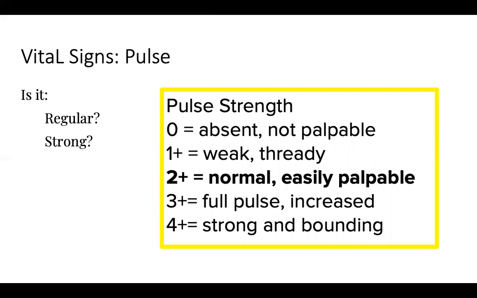1 plus is a weak and thready pulse. It may be low blood pressure; you're just not getting good circulation to whatever area of the body. 2 plus is normal and easily palpable, so that is a regular pulse. 3 plus is full, it's increased. 4 plus is strong and bounding. Maybe somebody's exercising, they had a bunch of caffeine, or they took a med, and it's causing increased contraction of the heart. That would be your 4 plus.